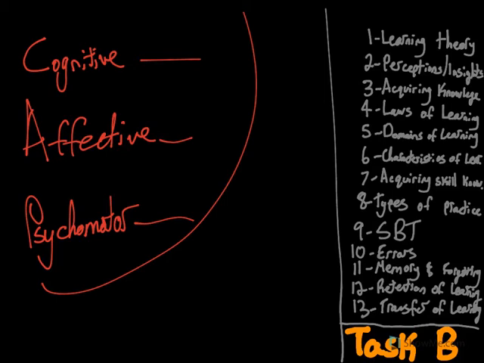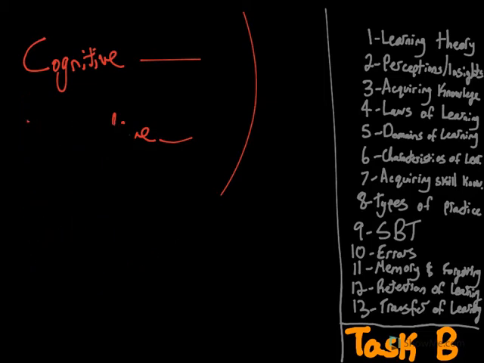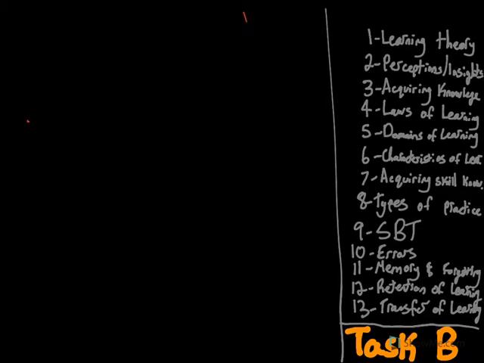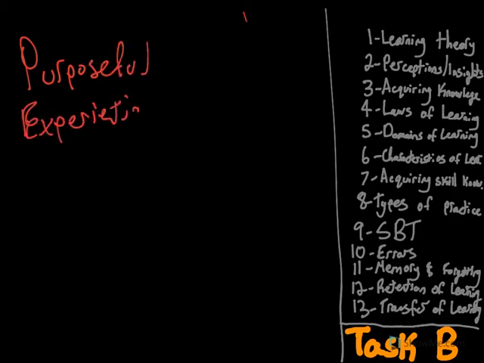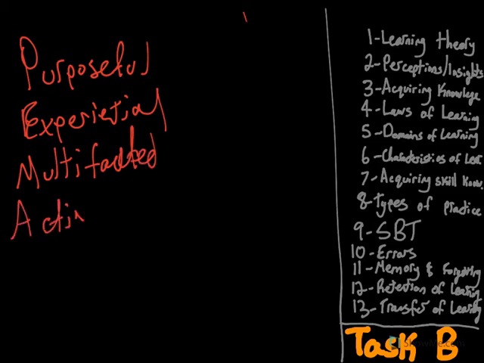Now, we move on. We want to talk about characteristics of learning. So these are the domains, and this is kind of how learning is segregated in the mind. Let's talk about learning itself. The whole learning process is going to be purposeful, experiential, multifaceted, and it is going to be an active process. So, let's talk about what this means.